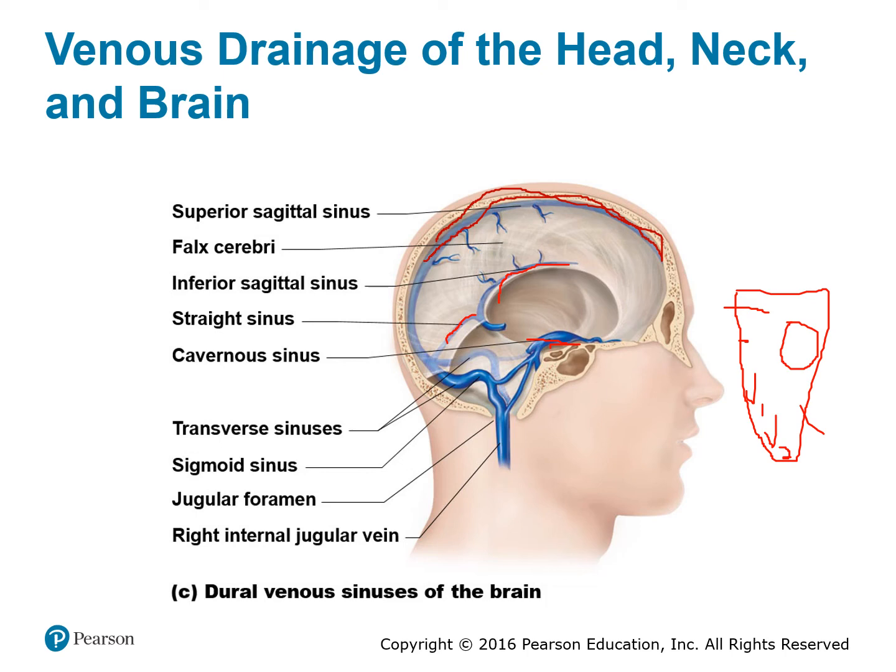So we see that cavernous sinus area, and then transverse sinuses we could see right through here. And then sigmoid is the turn, remember? And then we could see this hole here in the skull being the jugular foramen, and the right internal jugular vein coming through here.